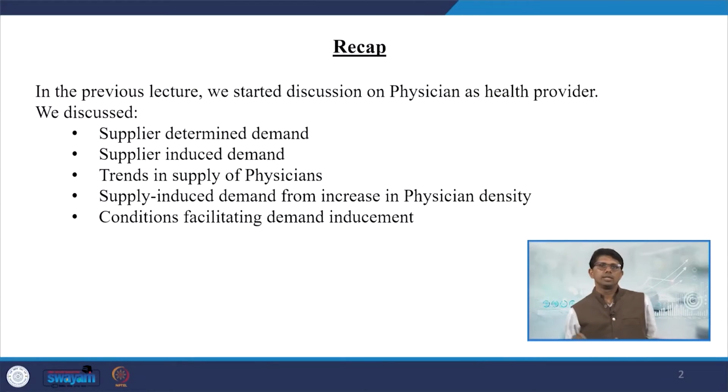We discussed suppliers determining demand, and also the primary demand, as well as supplier induced demand, SID. Trends in supply of physicians. Also we discussed supply induced demand from increase in physician density and conditions facilitating demand inducements. So the last couple of points will also be re-emphasized in our lecture. We again focus on the supply induced demand through the physicians.